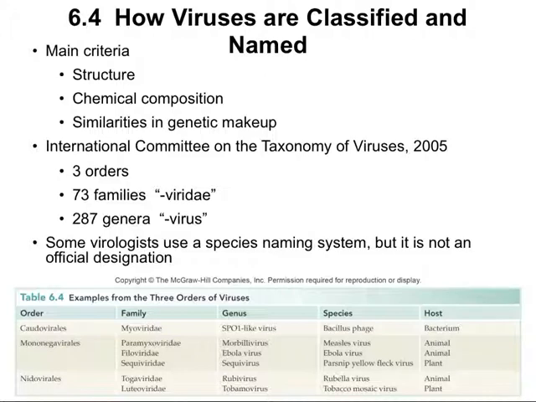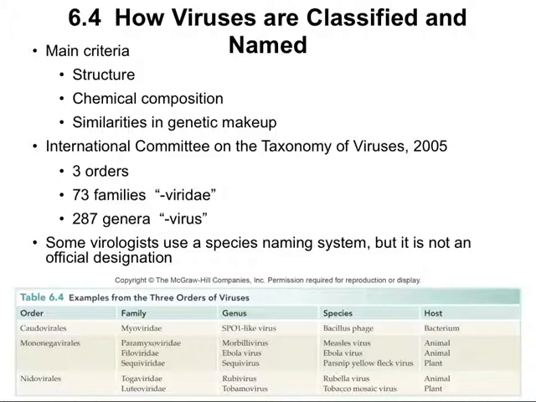In an informal and general way, we've already begun to classify viruses as either animal, plant, or bacterial viruses. That is, they infect those specific organisms. They could be enveloped or naked, they could be DNA or RNA, then helical or icosahedral. These categories are really useful in organization and description, but of course there is a much more standardized, more complicated method of nomenclature. This method is based on three main criteria. There's the virus structure, its chemical composition, and the similarities in genetic makeup.